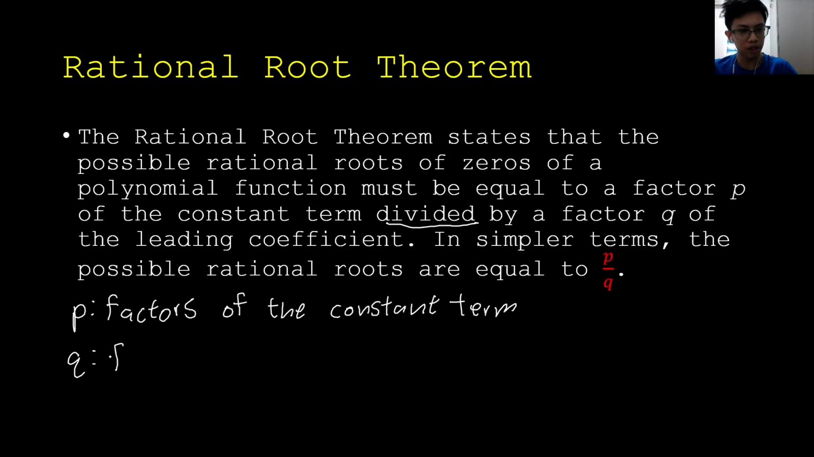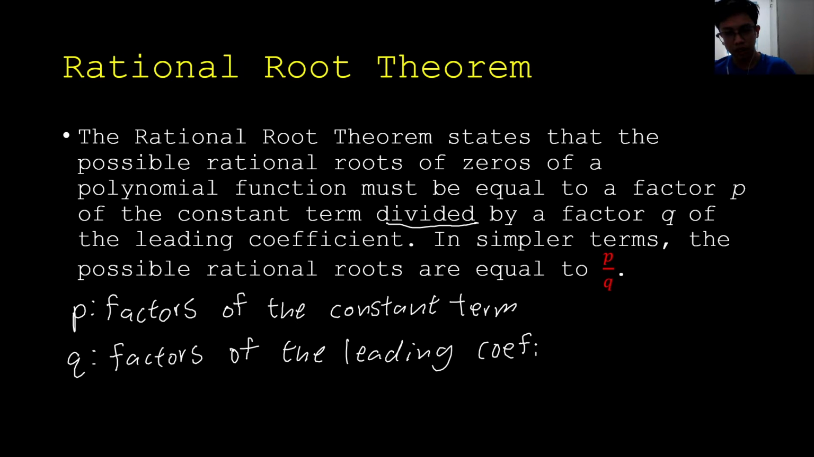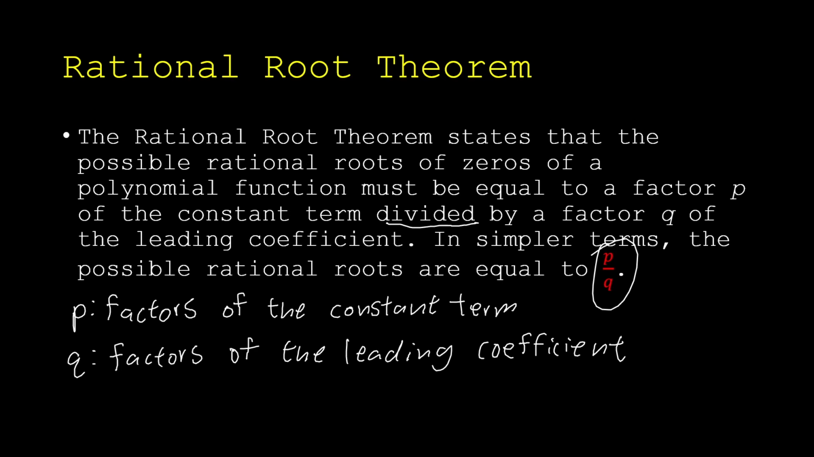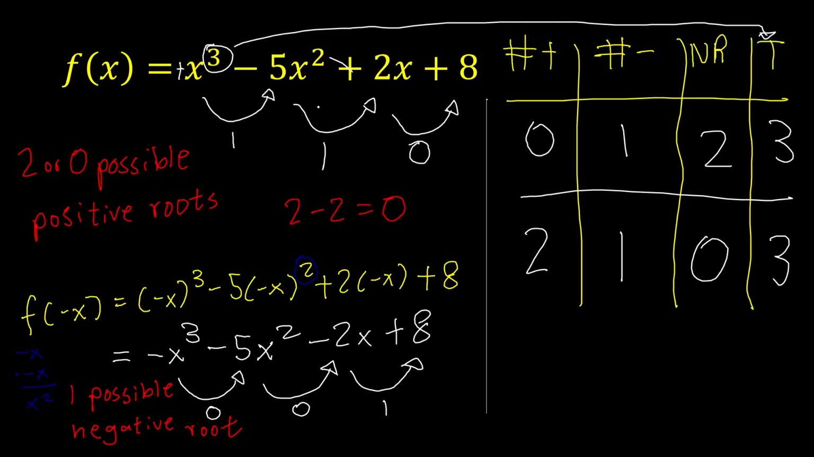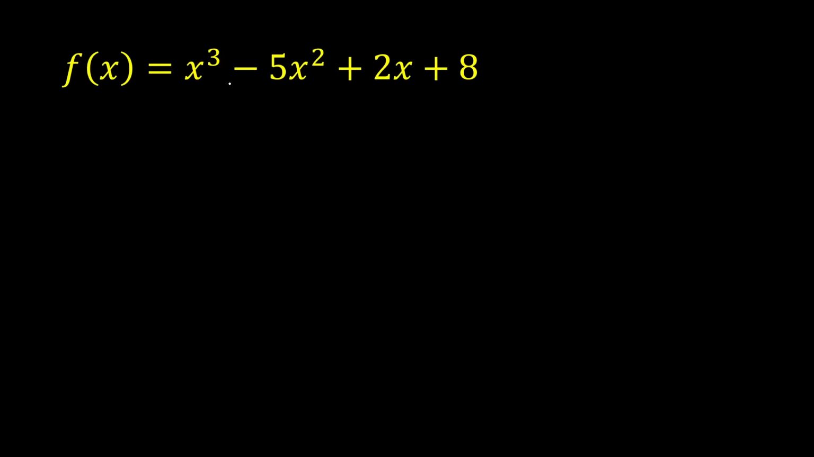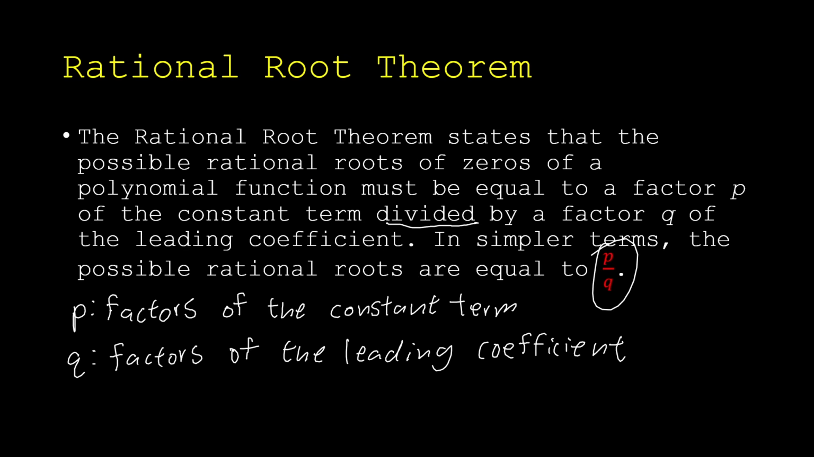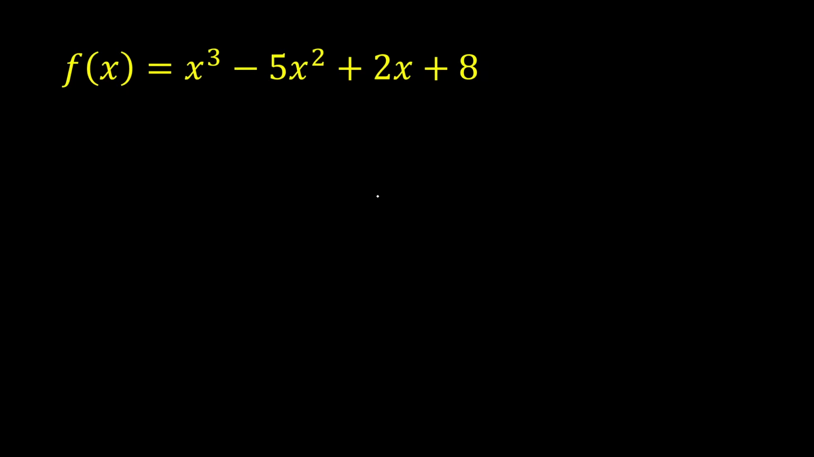So p is the factors of the constant term, and q is the factors of the leading coefficient. In simpler terms, the possible rational roots are equal to p over q. To understand this concept better, I provided the same polynomial function that we used earlier. It states here that p is a factor of the constant term, and our constant term is positive 8.